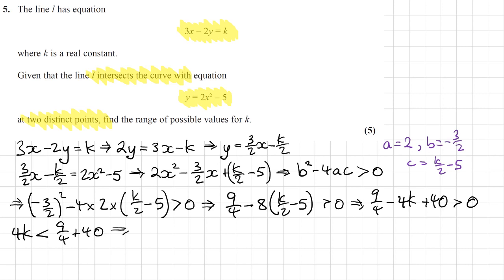So we'll divide both sides by 4 and we will get k is less than, let's see what that is, 40 plus 9 over 4, and then we're going to divide that by 4, so that's 169 over 4 divided by 4 gives me 169 over 16. So the range of values is that k needs to be less than 169 over 16 for this curve and line to cross in two places.